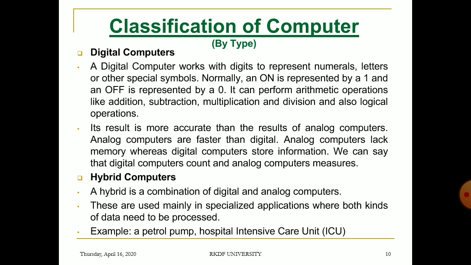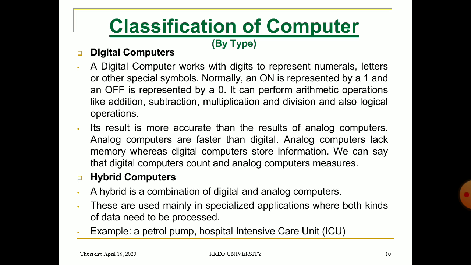A digital computer can be used to process numeric as well as non-numeric data. It can perform arithmetic operations like addition, subtraction, multiplication, division, and also logical operations. Most of the computers available today are digital computers. The result of digital computers is more accurate as compared to analog computers. Analog computers are faster than digital computers. That is a fact. Analog computers lack memory whereas digital computers store information. We can say that digital computers count and analog computers measure.